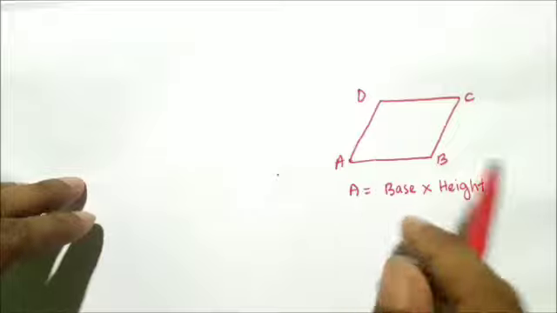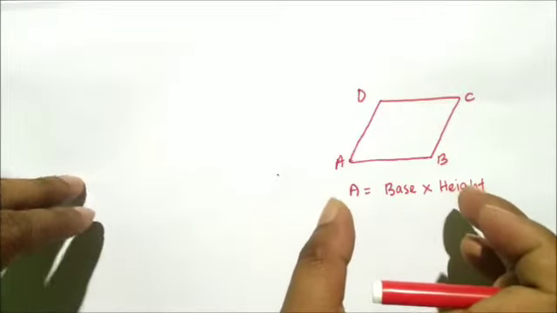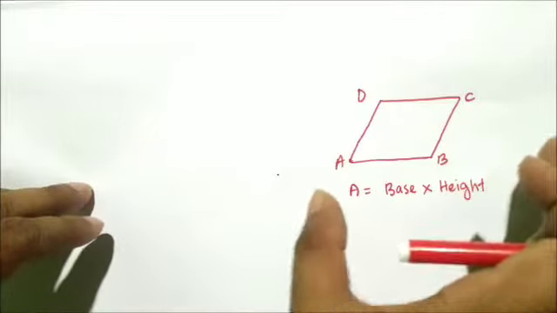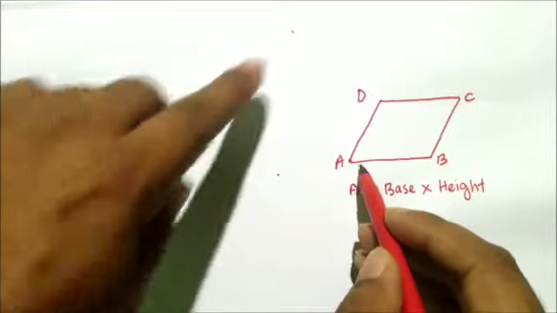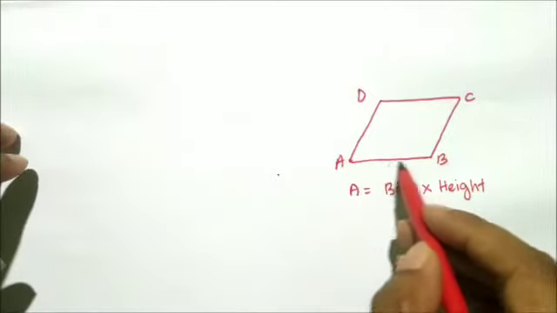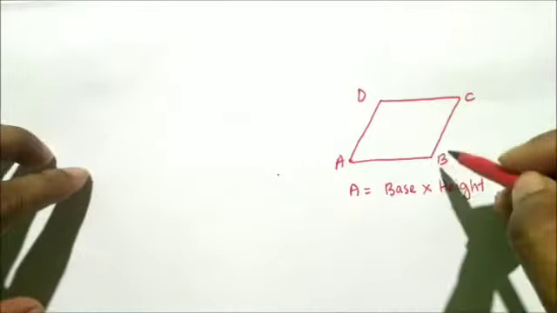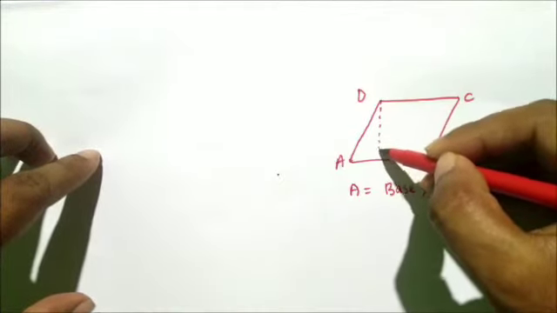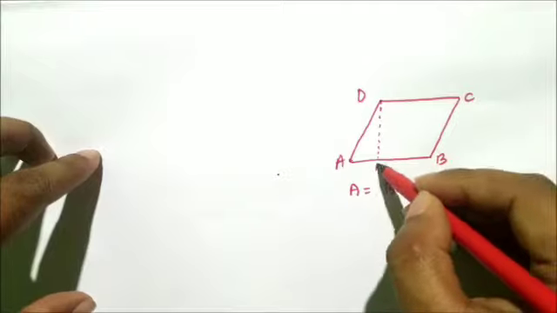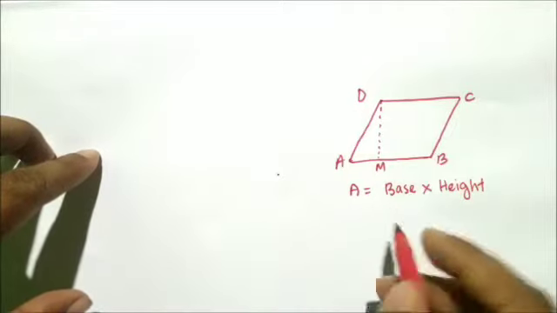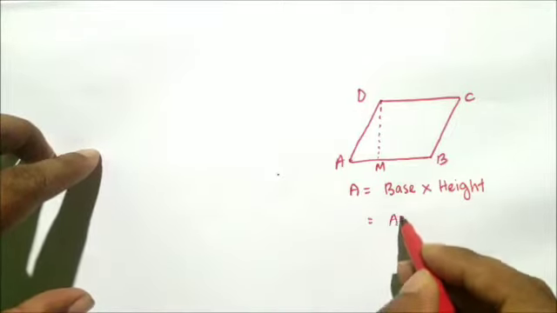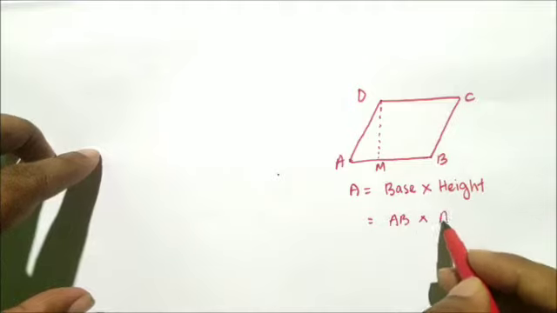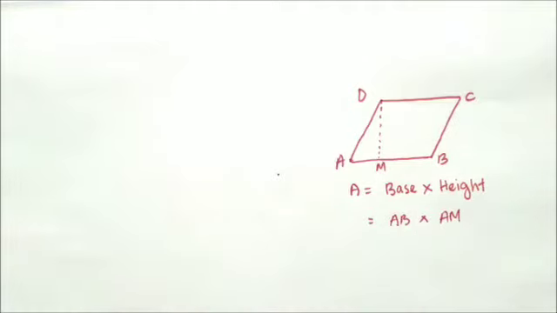So if we look from this side, suppose, you can see that this is the base, right? And the height is what? From here, if you draw a perpendicular, that will be the height, right? In our case, the base will be AB and the height will be AM, correct?